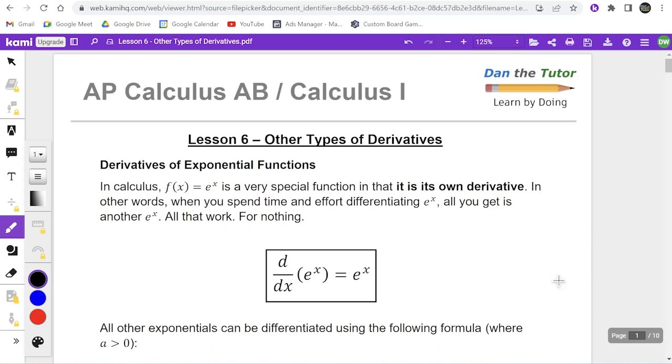Now, in my opinion, these are some of the weirder derivatives out there. You might see them. You probably won't see them if you're taking a business calculus course in college. But if you're taking anything engineering-based or like a heavy math or physics kind of major, you're definitely going to be seeing these derivatives at some point.